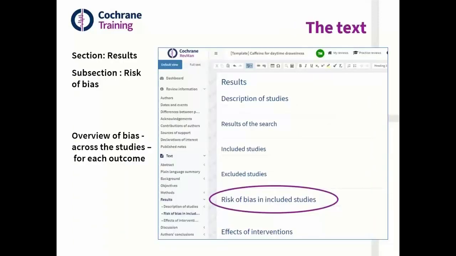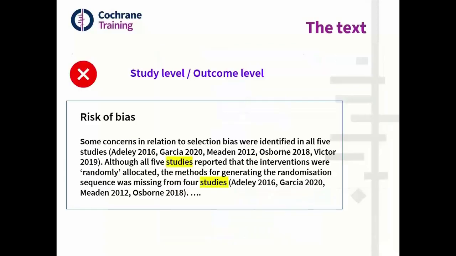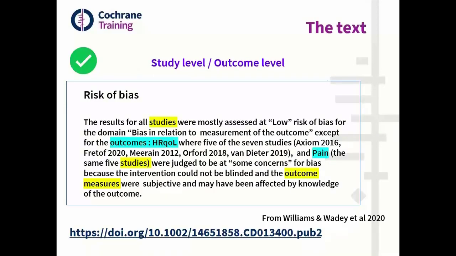In terms of text, the main error we're seeing in the review is in the results in the general risk of bias section, where authors continue to talk about risk of bias at the study level. So here's an example where authors are discussing bias in terms of how many studies were at specific risk of bias. Now, RoB2 is applied at the results level and needs to be discussed at the outcome level.